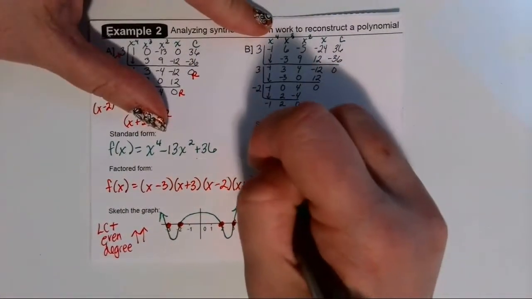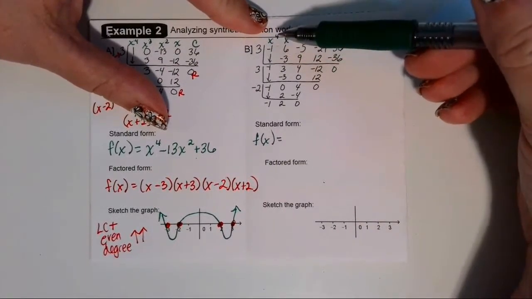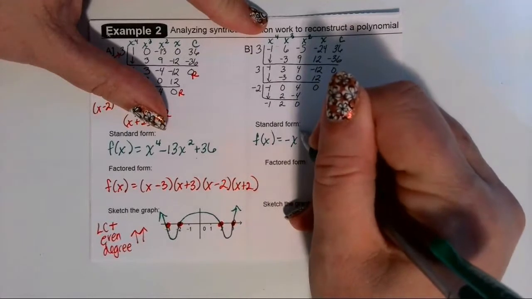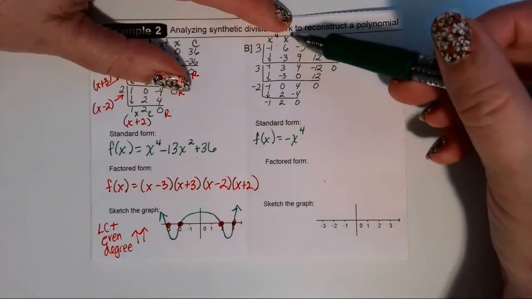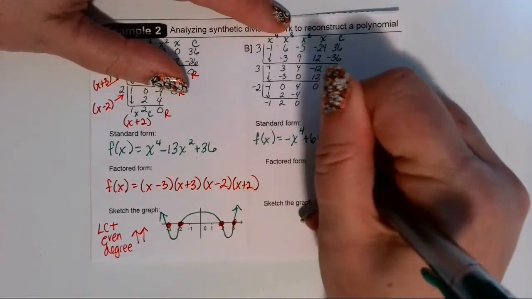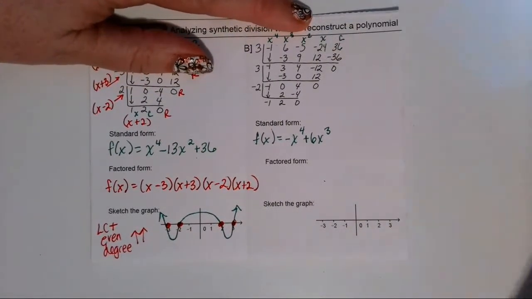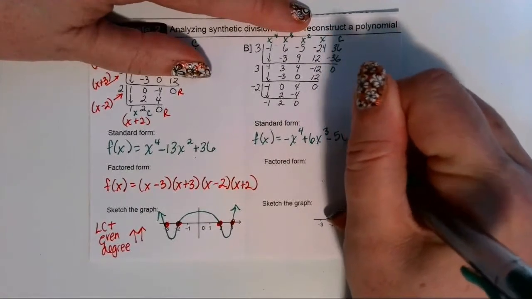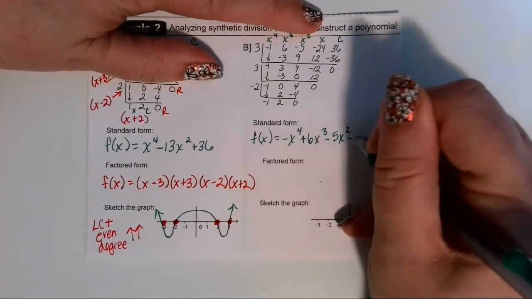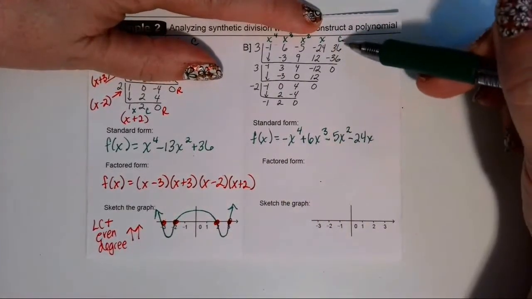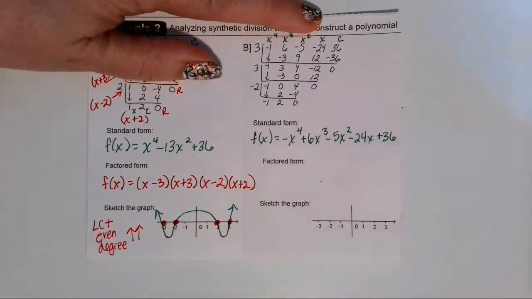So the polynomial in standard form would be, since the coefficient on the x to the fourth term is -1, we'd have a negative leading coefficient, so negative x to the fourth. Then our coefficient on the cubic term is a 6, so plus 6x to the third. Then we have a coefficient of -5 on our quadratic term, so negative 5x squared. The coefficient on the linear term is -24, so negative 24x. And then the constant here at the end is a 36, so plus 36.